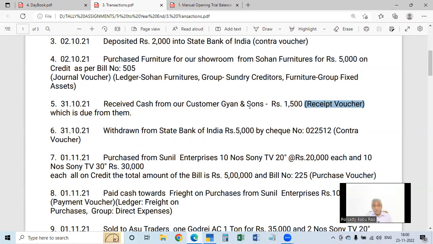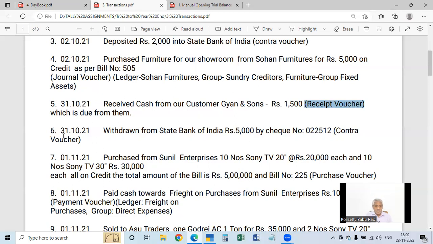The Gyan and Sons account was already created at the time of opening balances, so it will be available. These accounts need not be entered again. If a ledger already exists, we cannot create it again. If we try to create it, it will show that the ledger name already exists. Already existing means we have to use that.